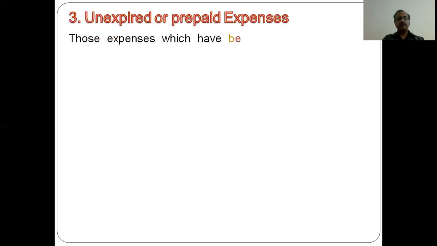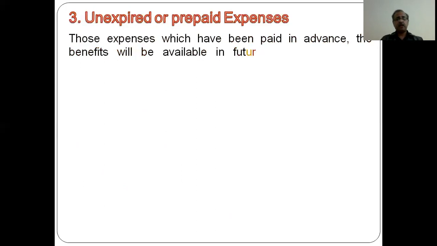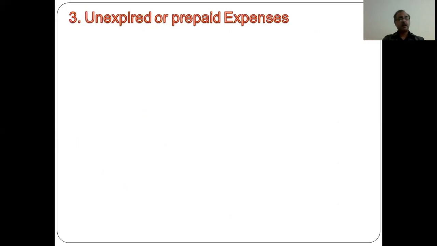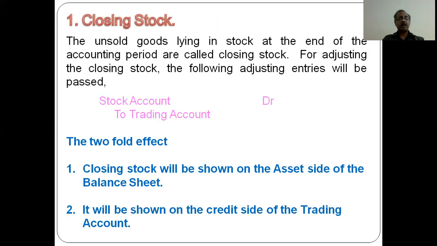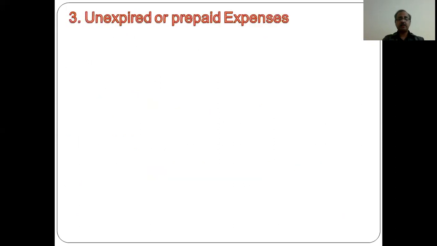And one more item is there, that is outstanding expenses. Outstanding expenses are those expenses which are already incurred but not paid. Those expenses which are already incurred but not paid are called outstanding expenses.